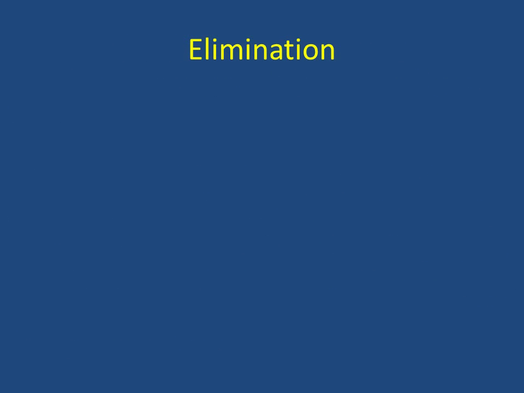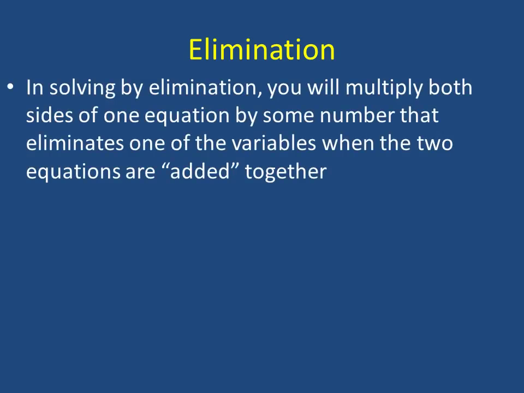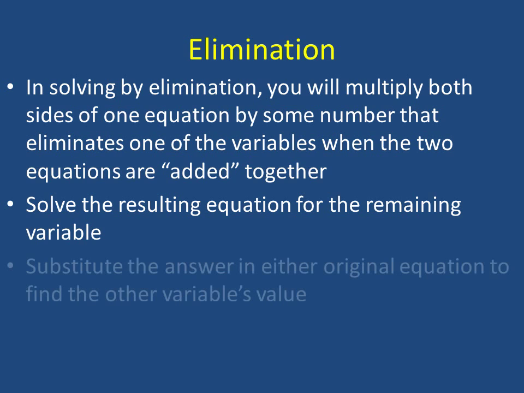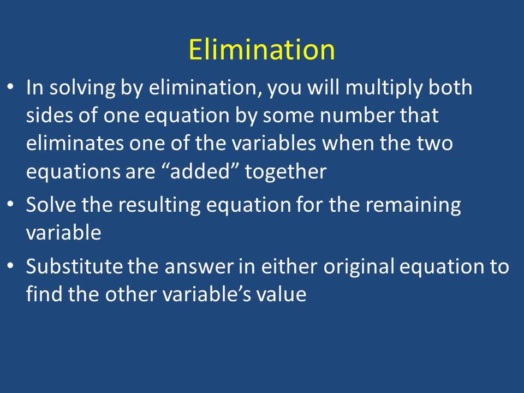The second method algebraically is called elimination. When we do this method, we end up multiplying both sides of one equation by some number that eliminates one of the variables when the two equations are added together. We solve the resulting equation for the remaining variable, much like we did in substitution. And also like substitution, we put that answer back into either of the original equations to find the other variable's value. So let's do an example of elimination.